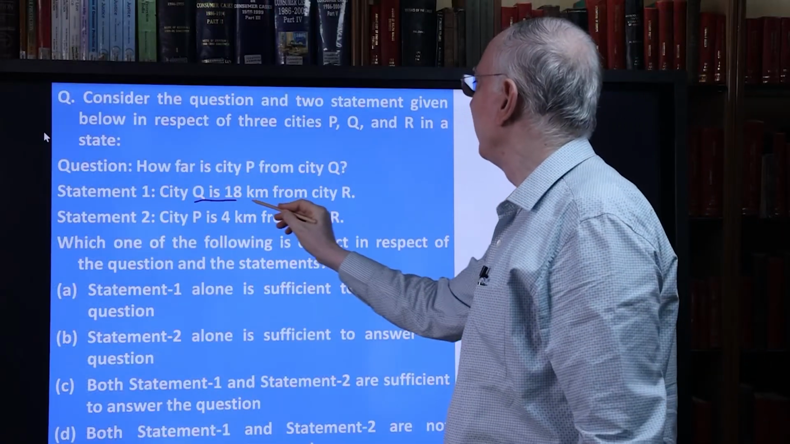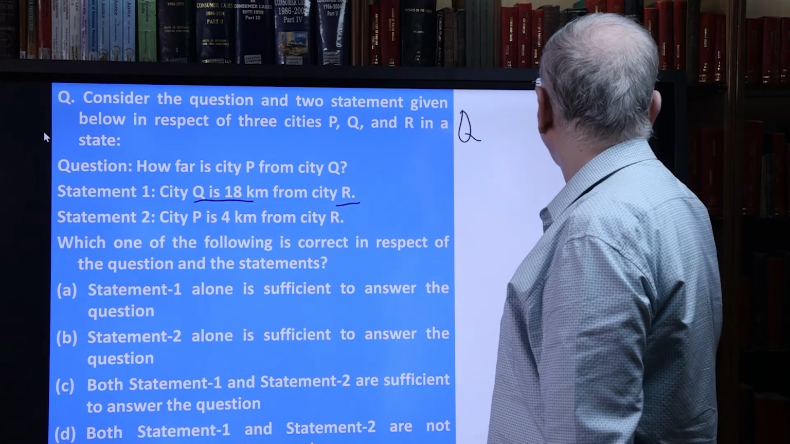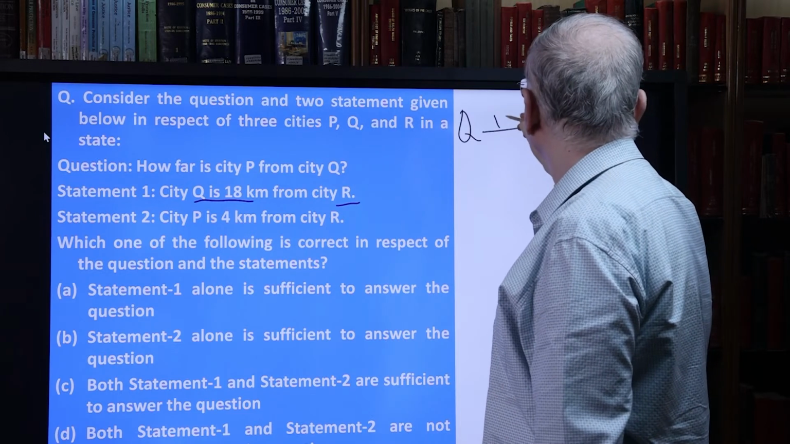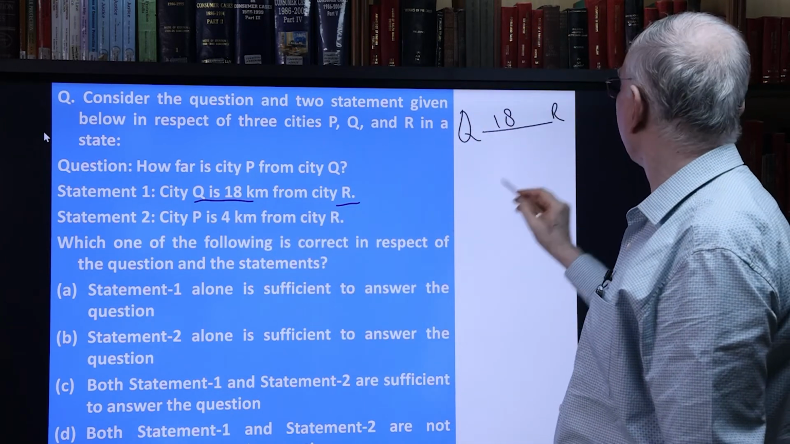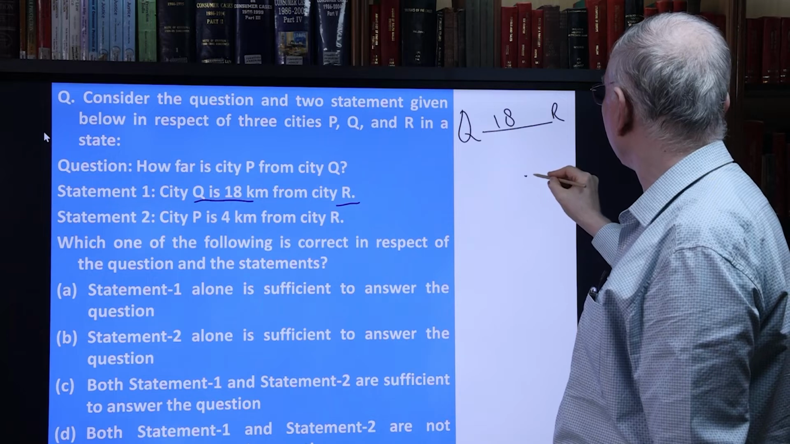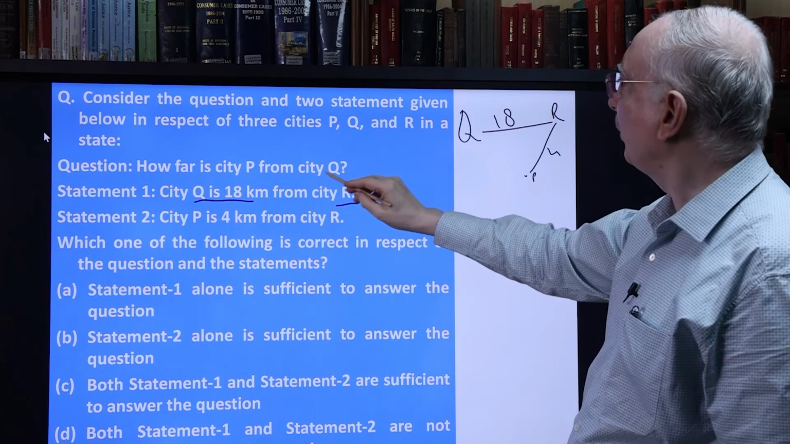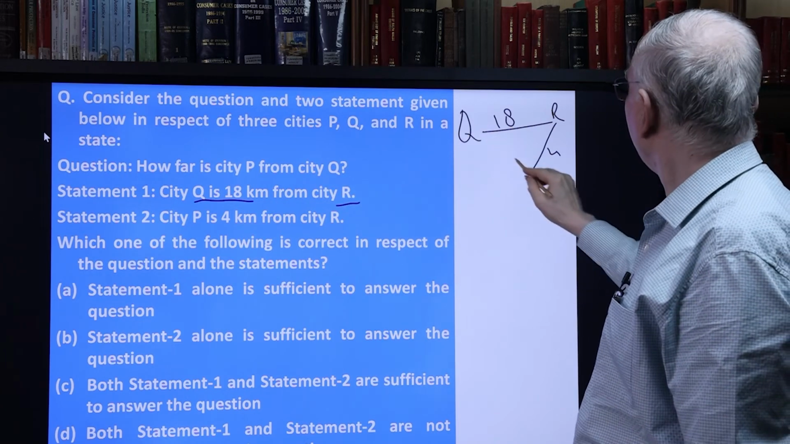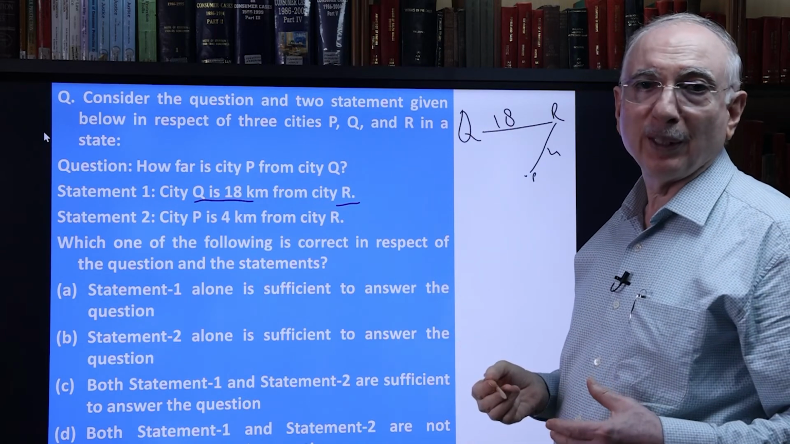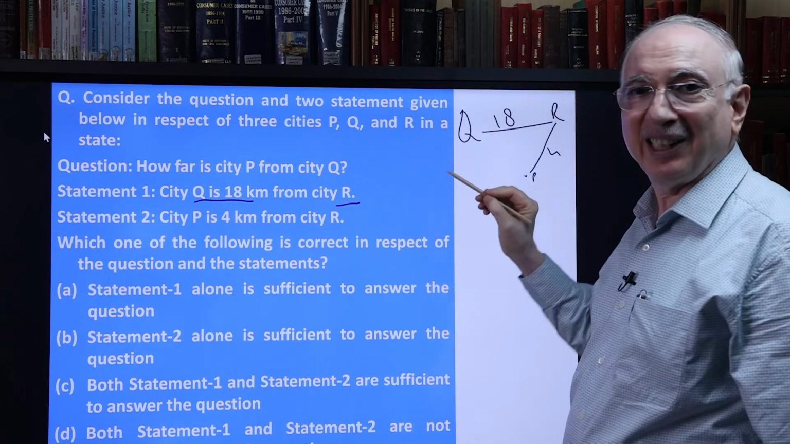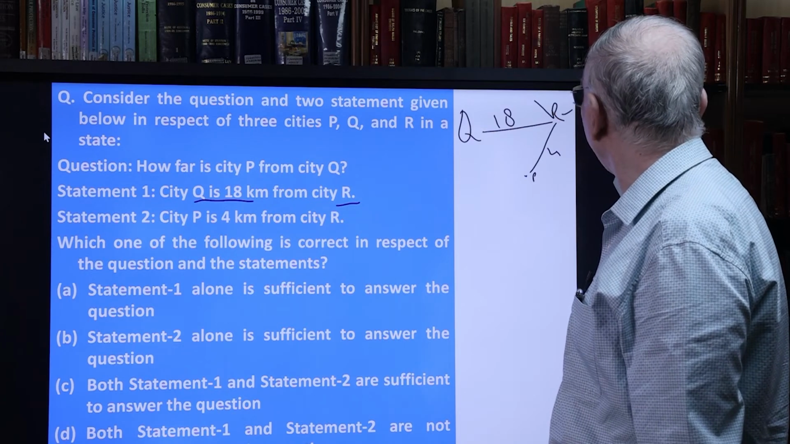Here city Q is 18 km from R. Now this is Q, R, 18. Look at this, city P is 4 km from R. Suppose P is here, this is 4 km. We have to find out the distance of city P from Q. Now this city P's position with reference to Q is not known, because the distance from R to P is given, but in which direction it is not given. P can be here, P can be here further down.